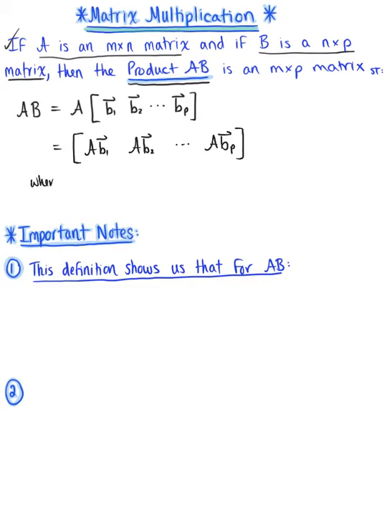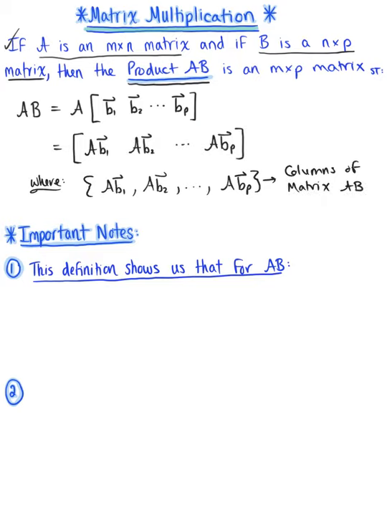And this is where, again, all of these column vectors, so we have matrix A times vector B sub 1, matrix A times vector B sub 2, all the way up to matrix A times vector B sub P. These are the columns of this new matrix, or the columns of matrix A times B. So this is our formal definition for matrix multiplication. And there are a couple of important notes I'd like to make and observe with you here.